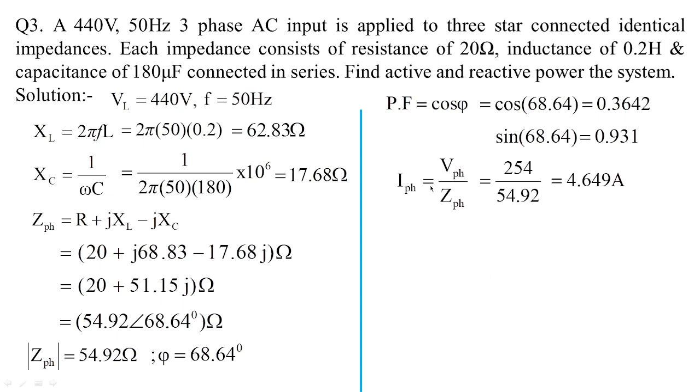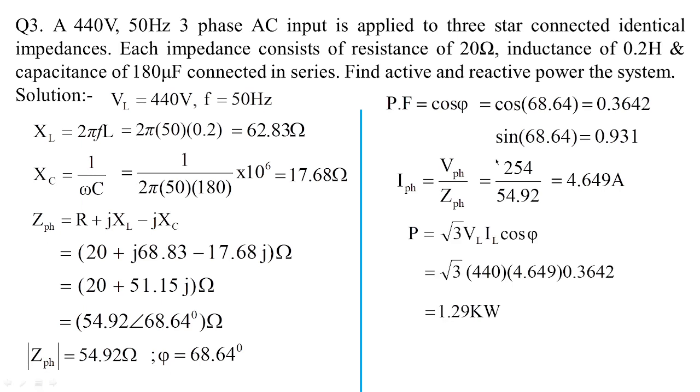Now I phase is equal to V phase by Z phase. So substituting the value of V phase and Z phase, we are going to get the value of I phase as 4.649 amperes. Since we are dealing with the star network, we have to keep in our mind that current of line and phase will be the same. So the value of the active power will be 1.29 kilowatts and the reactive power will be 3.29 kilovolt amperes. You can calculate the apparent power.